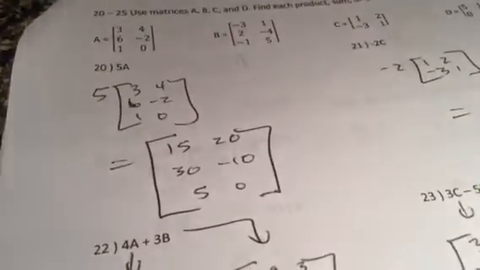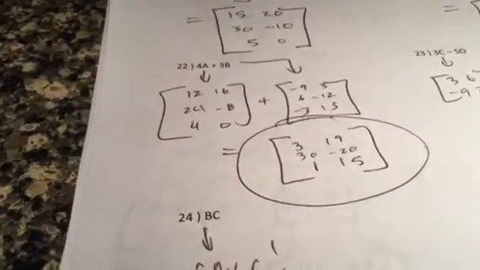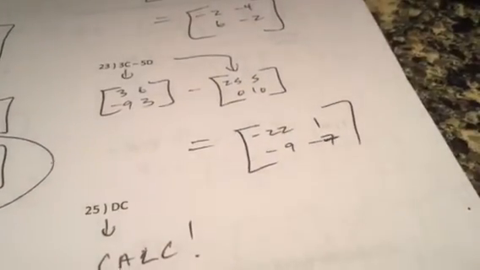5 times A. There it is. -2 times C. There it is. There's 4A. There's 3B. That's the sum. There's 3C. There's 5D. And that's the difference. Use your calc.